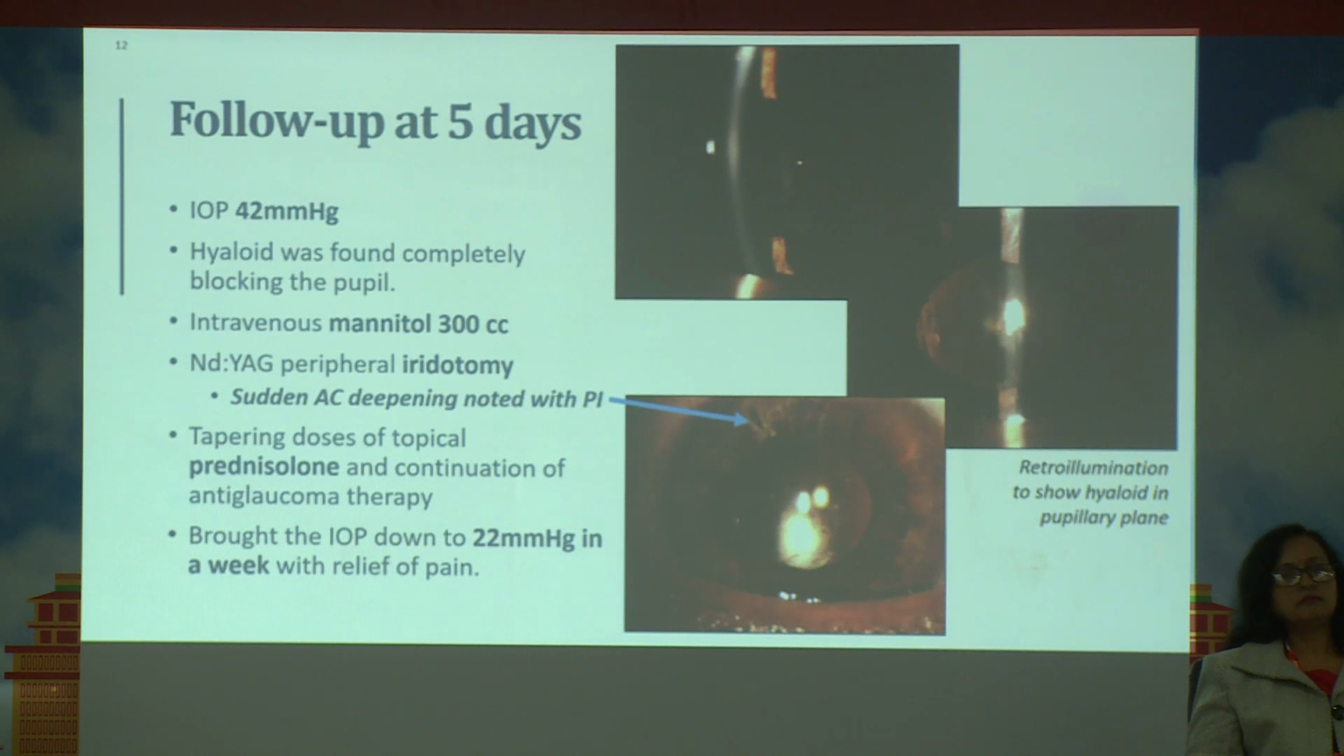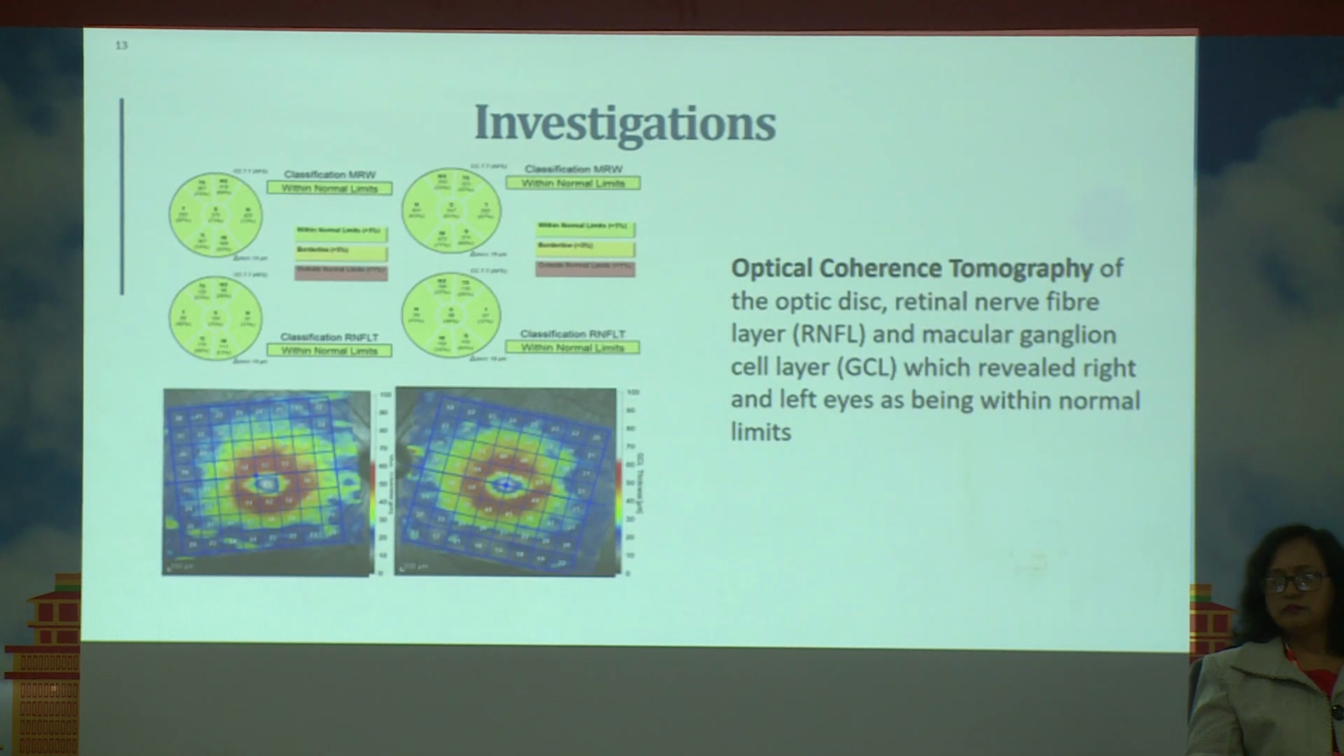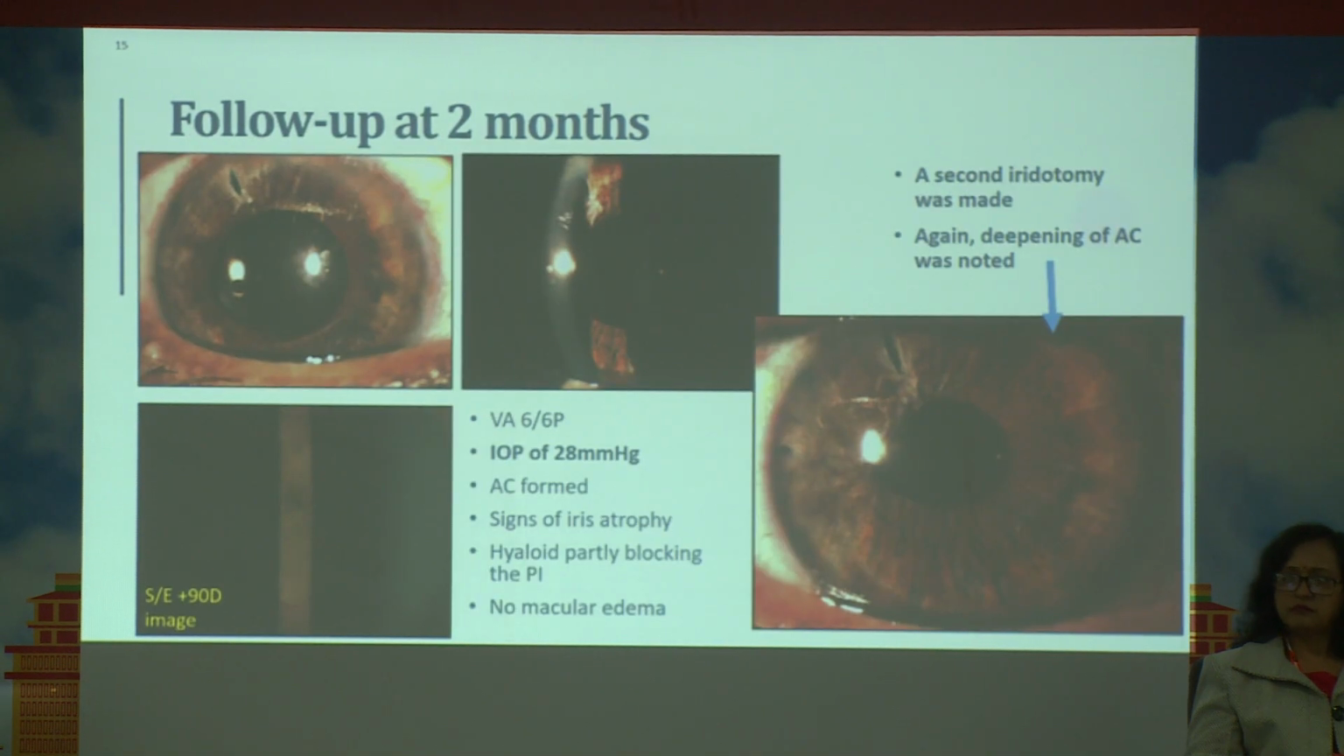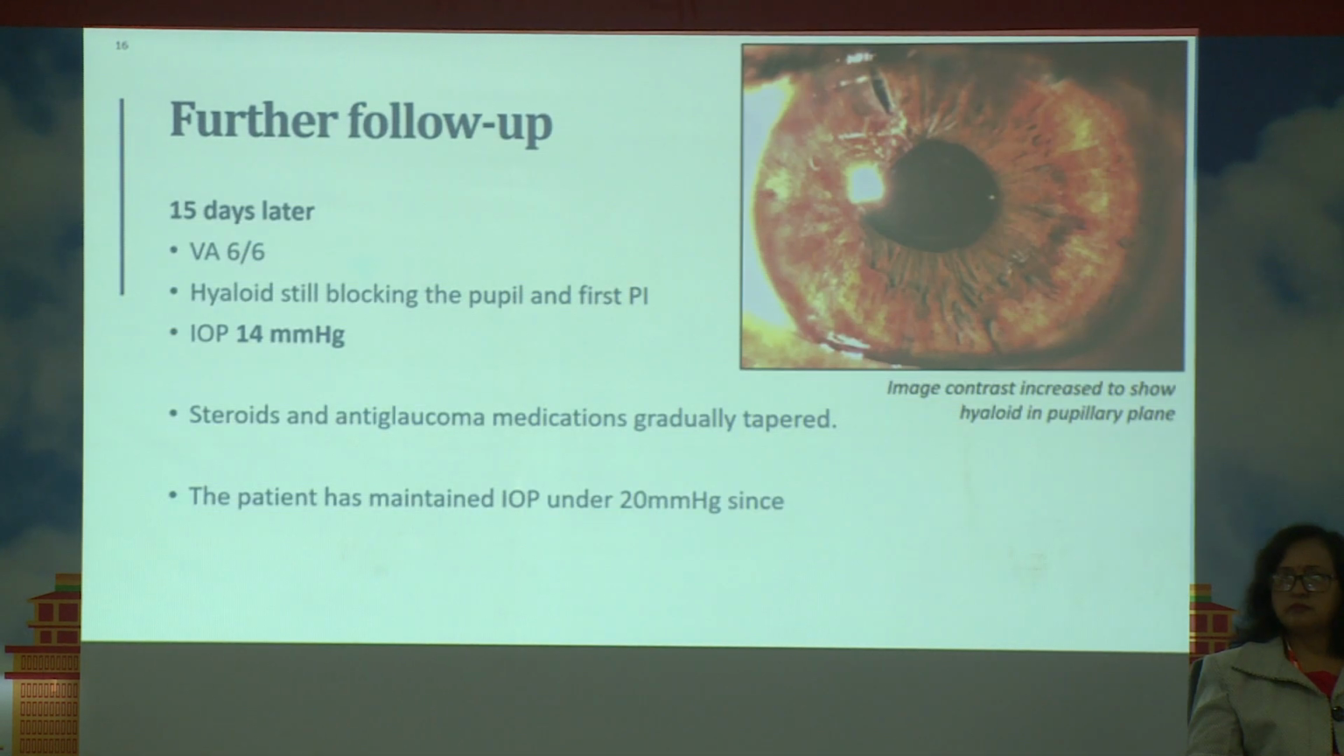So tapering doses of topical prednisolone and anti-glaucoma medications were given. This brought down the IOP to 22 millimeters of mercury with relief of pain. The investigations were found to be within normal limits at this stage. The patient was called at 2 weeks but reported at 2 months. The IOP at that time was 28 millimeters of mercury. Hyaloid was partly blocking the PI. A second iridotomy was hence performed and again deepening of the AC was noted.